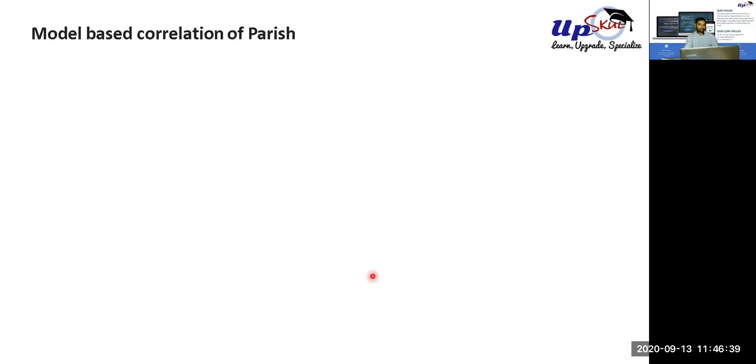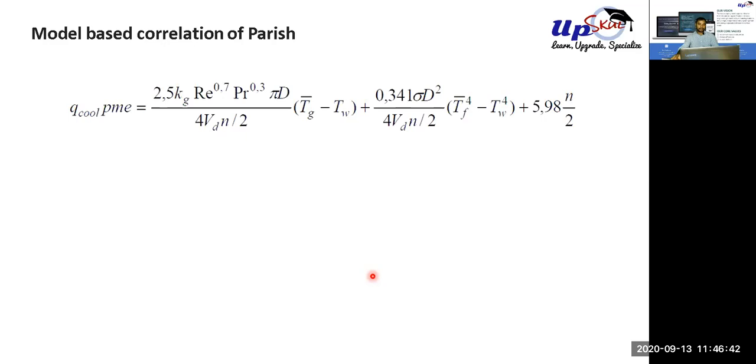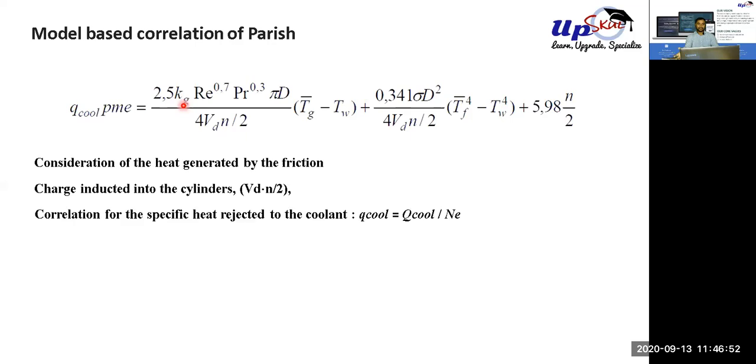So the next one is the model based correlation of Paris. As you can see, this is quite a complex equation, and it considers all the things like the thermal conductivity, this kg, which is the thermal conductivity of the cylinder. Let me go in sync with the PPT. It considers the heat generated by friction, the friction between the piston and the cylinder. It considers the heat that is taken away by the charge that is inducted into the cylinder. As you can see, this VD into N by 2 is just the charge per cycle, per unit time.